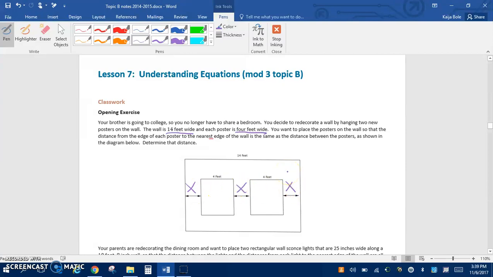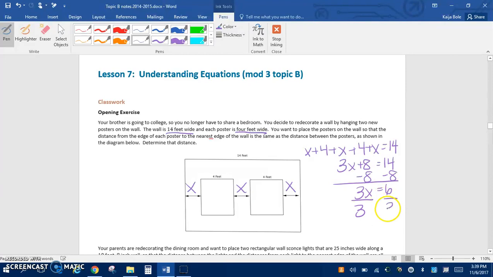So now our equation then, if we're going to look at all the pieces here, we would have x plus 4 plus x plus another 4 plus another x, and this all equals 14. So when we combine like terms, we have 3x plus 8 equals 14. I subtract 8 from both sides, so I get 3x equals 6. I divide by 3 on both sides, so I get x to be 2.